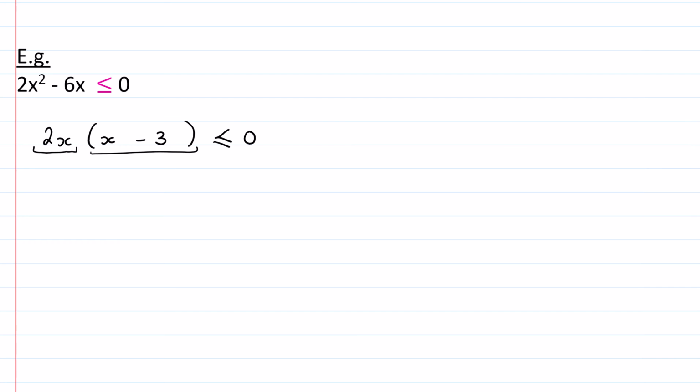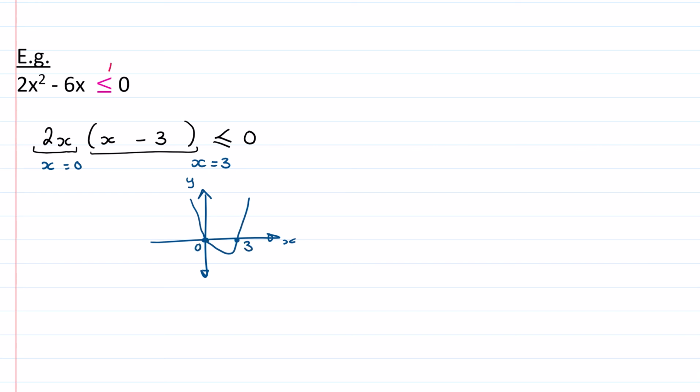Either 2x equals 0, therefore x equals 0, or x minus 3 equals 0, so x equals 3. So these are your critical values, and we move them there. And I am going to sketch the graph. Let's do a better job. There we go. So 0 and 3.